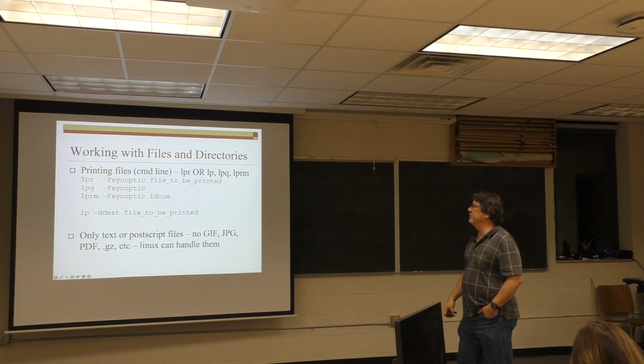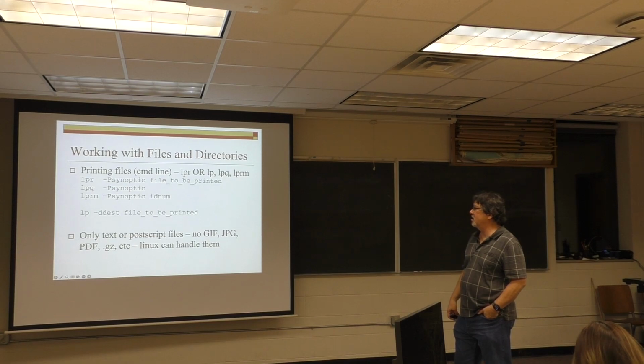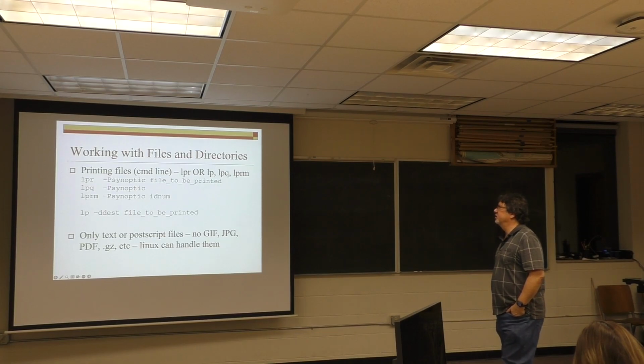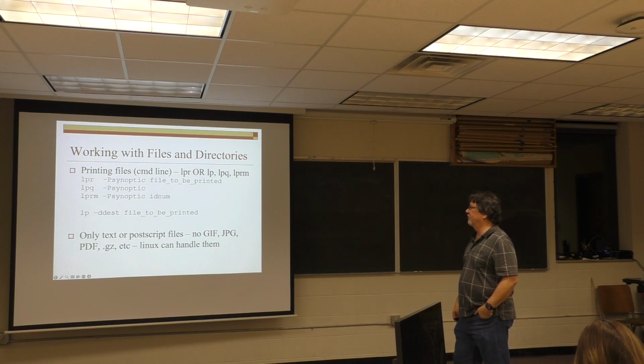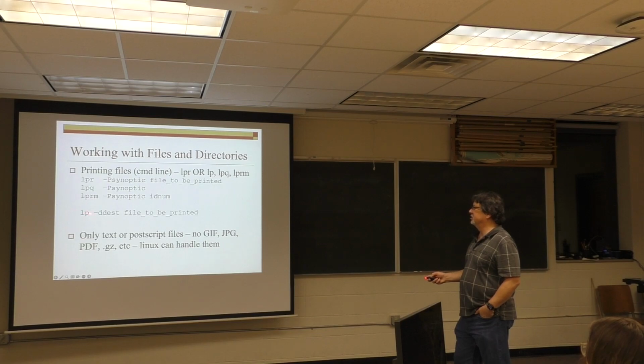Printing files, if you're printing from the command line, the command is LPR minus capital P and then the printer name, which in this case I'm using Synoptic, and then the file to be printed. You can use LPQ to look at the print queue, and that will give you a list of ID numbers, I guess they're called. And you can delete things from the queue using LPRM. Some older systems will use the command LP instead of LPR.